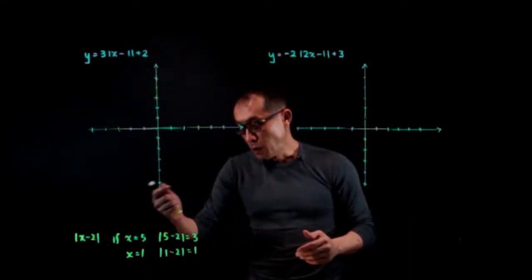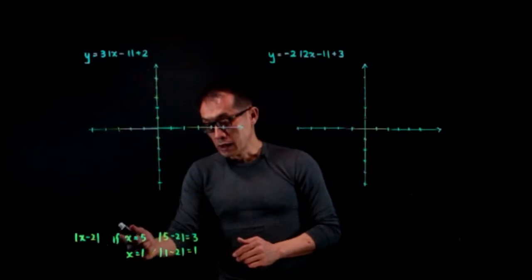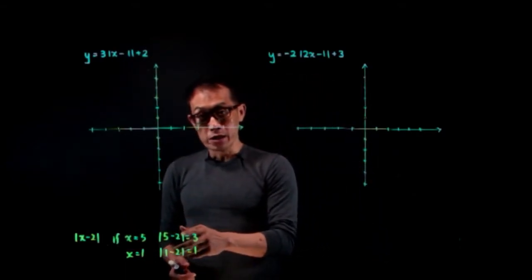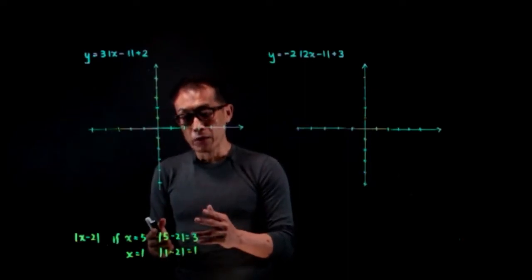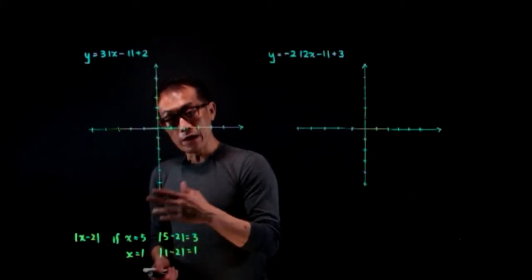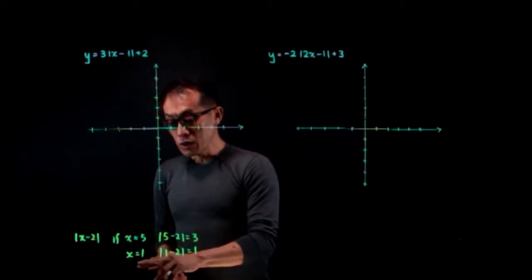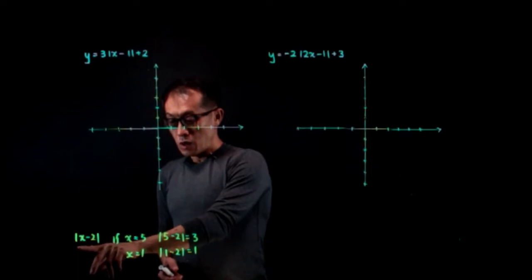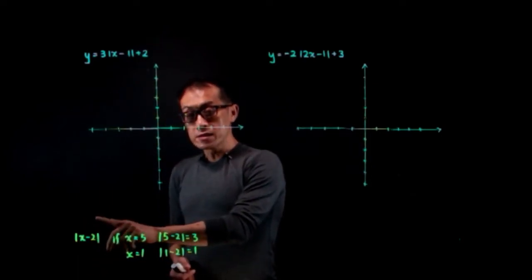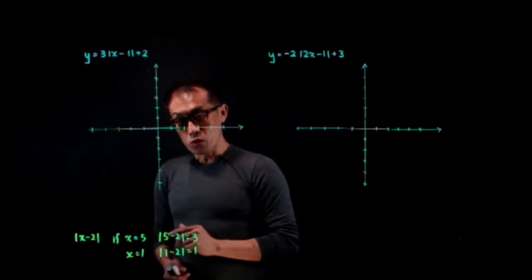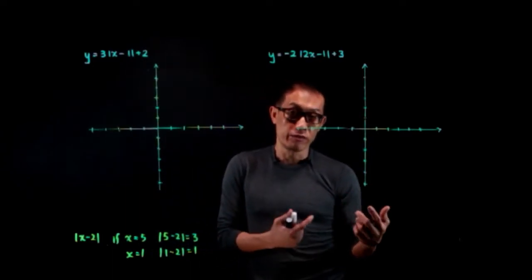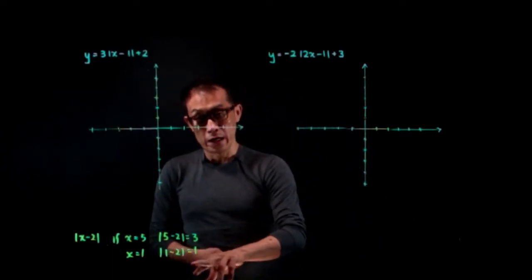Example, mod x minus 2. Now, if x is 5, 5 minus 2 is 3. 3 is positive, so you take the modulus of it, it is still 3. Whereas if x equals 1, you put it inside the function, 1 minus 2 is minus 1. You take the modulus of it, so you take the positive value of minus 1, which is 1.